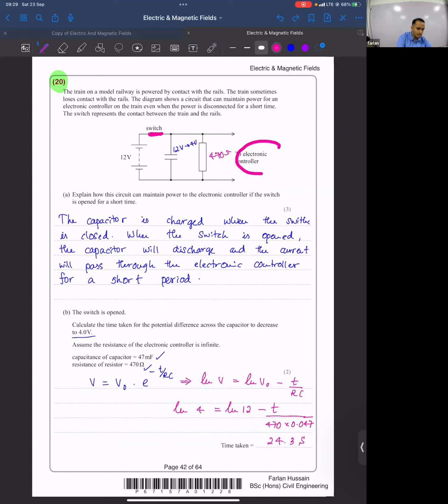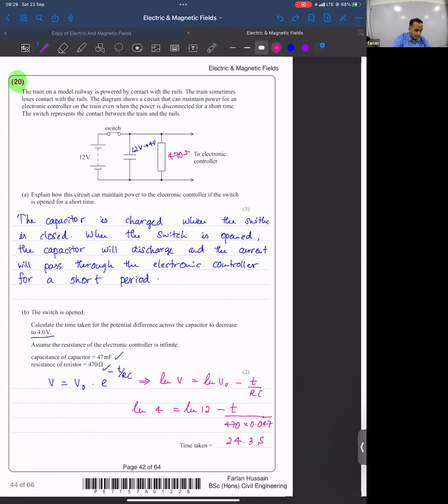There is an electronic controller here. There is a fixed resistor here, which is 470 ohm. And there is an electronic controller here, which they haven't marked in the diagram. That's what they have put two arrows for, that goes to the electronic controller, which they haven't marked in the diagram.